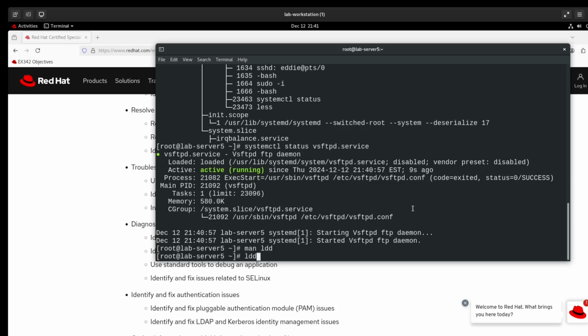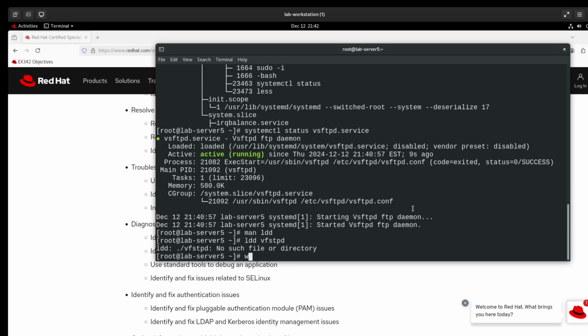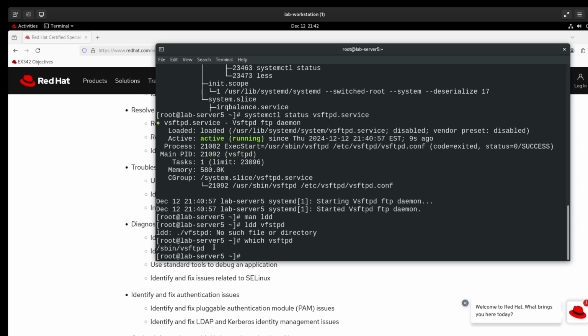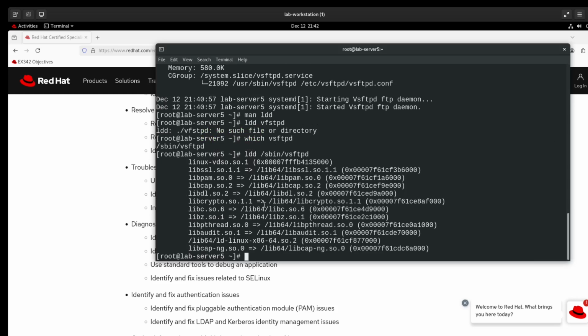So I should be able to do LDD VSFTPD. I have to do the actual executable. Whoops. I can't just tell it the name of the package, and I even misspelled it anyway. So if I LDD that, it shows me these are the library dependencies for VSFTPD. You see libpam, libcap. There's some people that say lib, like libc, libz, all that. That probably is more accurate. Devs probably say that. I learned it as lib, but it means the same thing.